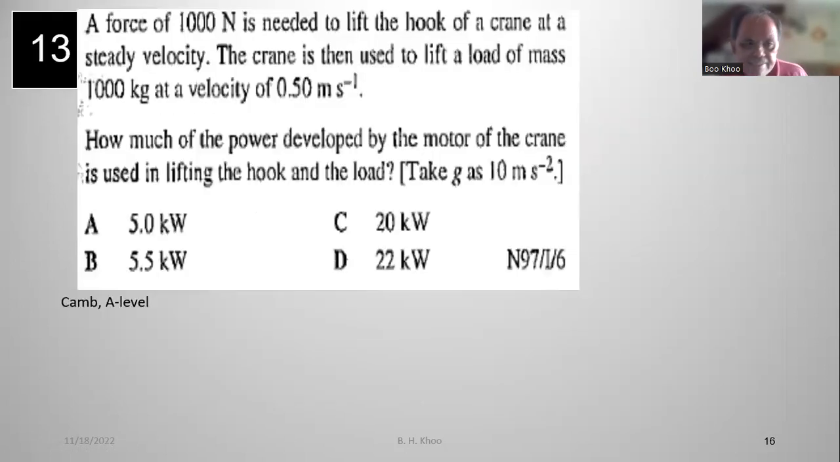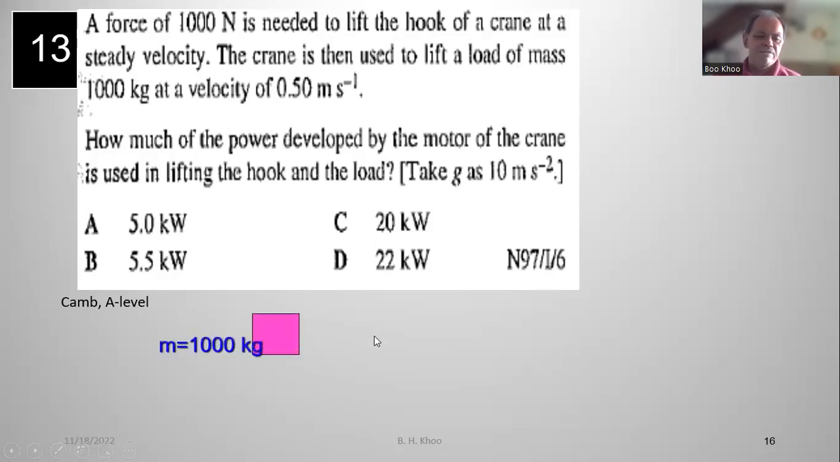Right, let's have another one. A force of 1000 Newton is needed to lift the hook of a crane at a steady, constant speed. The crane is then used to lift a load of mass 100 kilogram at a velocity of 0.5 meter per second. How much power is delivered by the motor of the crane in lifting the hook and the load? It's November 97, paper 1, number 6. Use your g as 10.